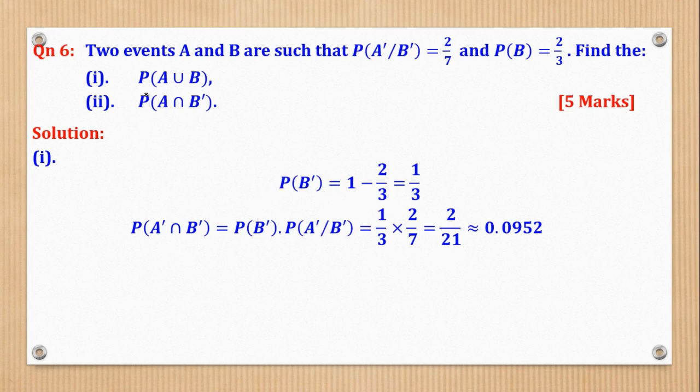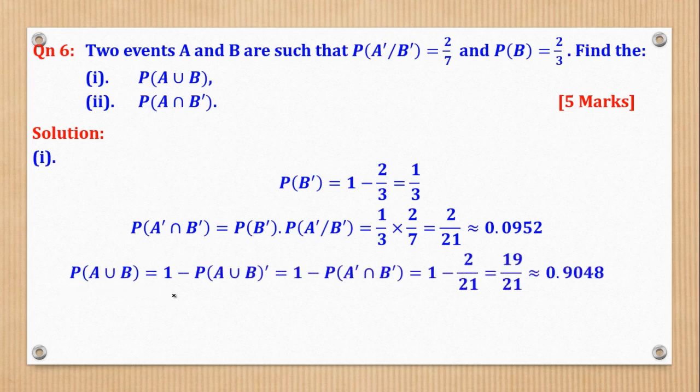But the question wants A union B. Therefore the probability of A union B is equal to 1 minus the probability of A union B complement. And when I bring this complement inside, it will be 1 minus the probability of A complement intersection B complement.